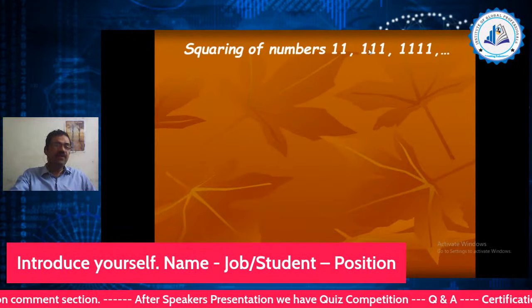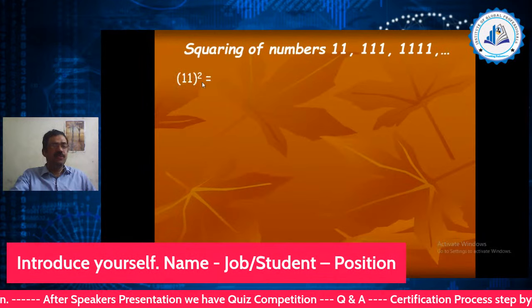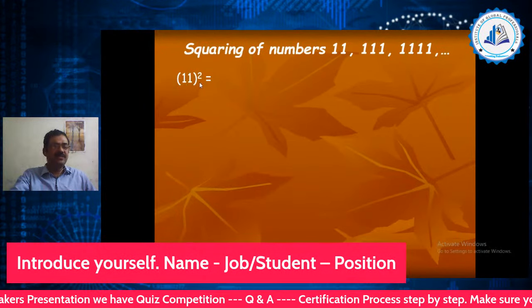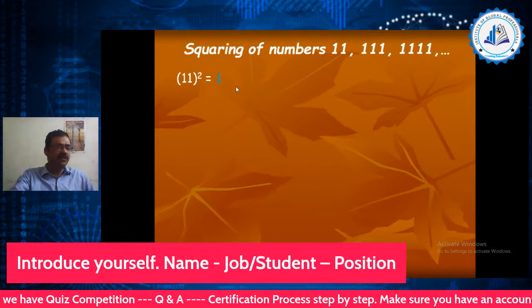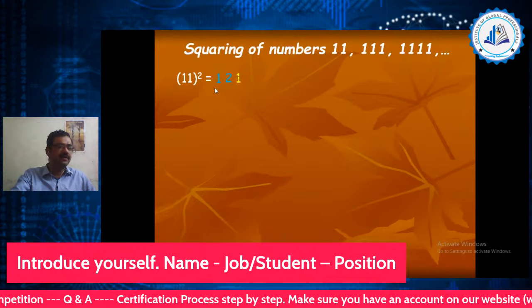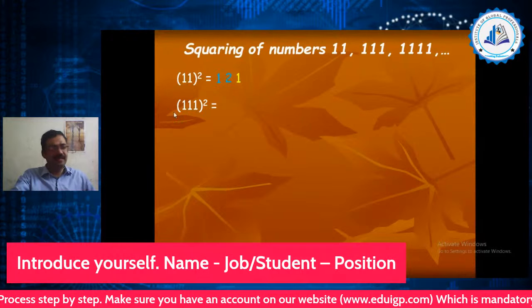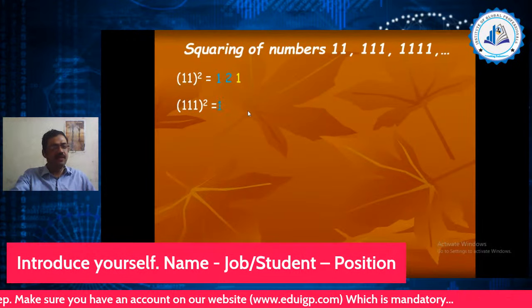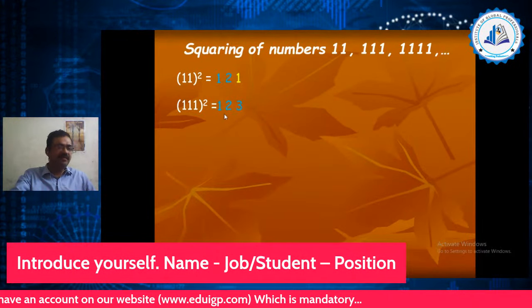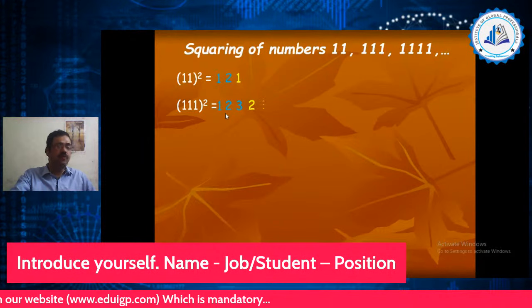Now, squaring of 11111. In the square of 11, twice digit of 1, so we write 1, 2, and then reverse order, 1. In the square of 111, three digits of 1, so we write 1, 2, 3, and then write reverse order, 2, 1.